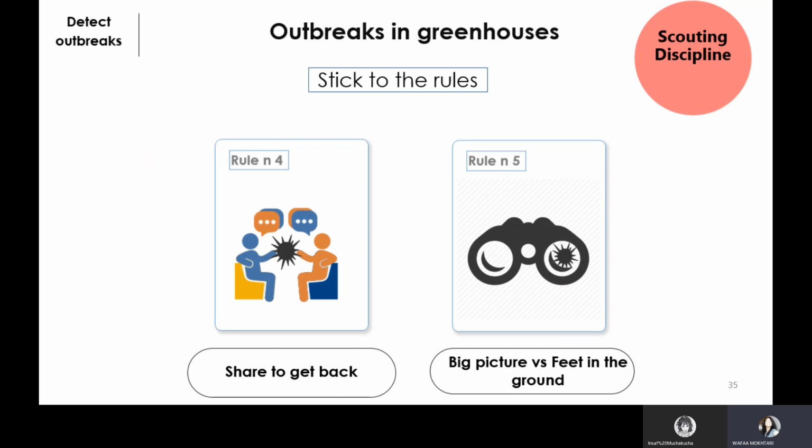Rule number 5, have the big picture, yet keep your feet on the ground, which means once you get inside your greenhouse, you should see the whole picture. You should see the whole area of your plantation. Yet, do not forget to look at your feet. For example, the entrance of the greenhouse is most often where the problem starts.